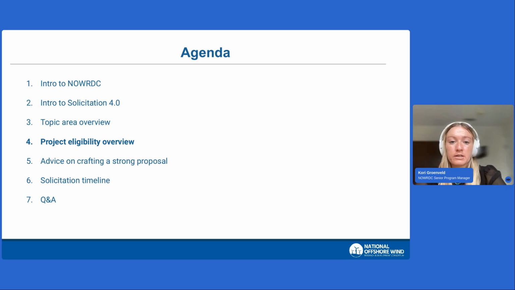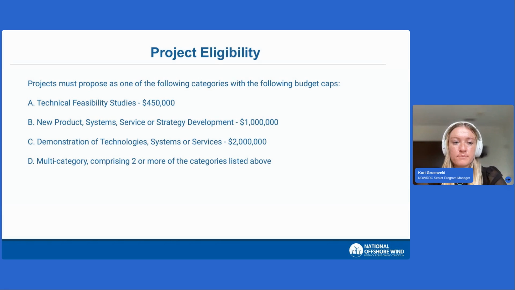Now to move on to project eligibility. First, projects must propose as one of the following categories with the following budget caps. So we have A, technical feasibility studies, B, new product, system, service, or strategy development, C, demonstration of technology, systems, or services, and then D, multi-category, in which the project comprises 2 or more of the categories listed above.